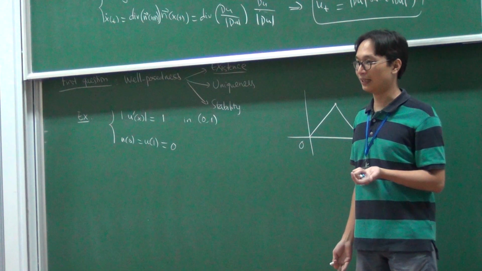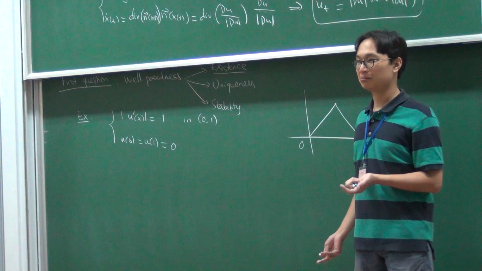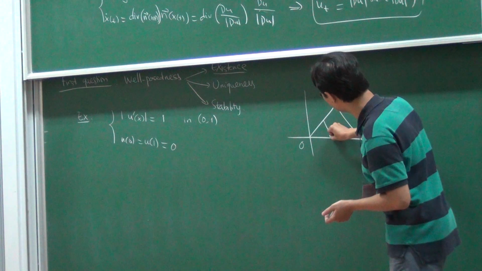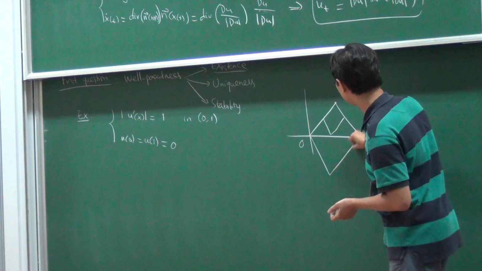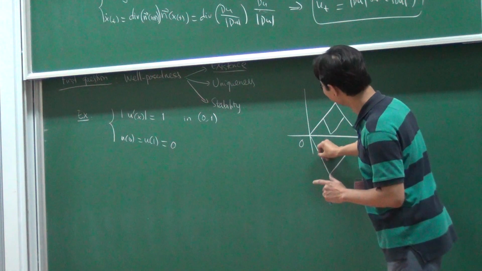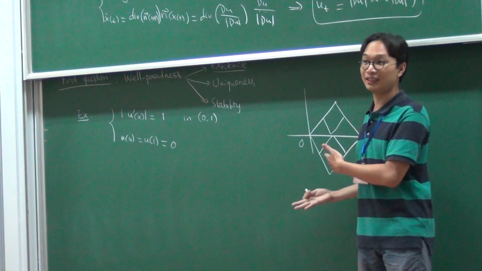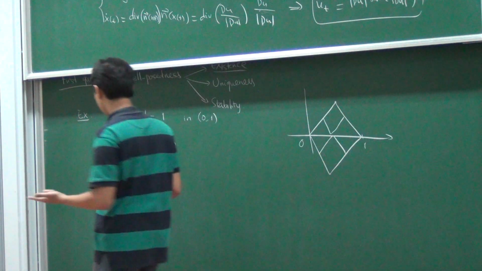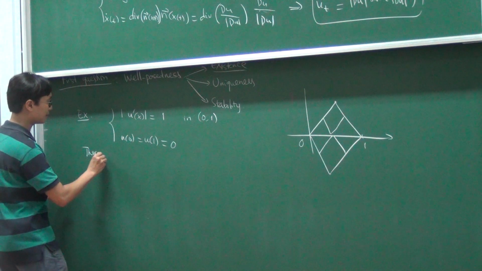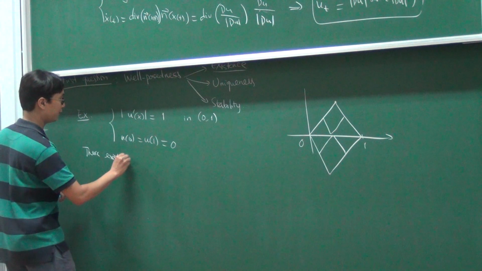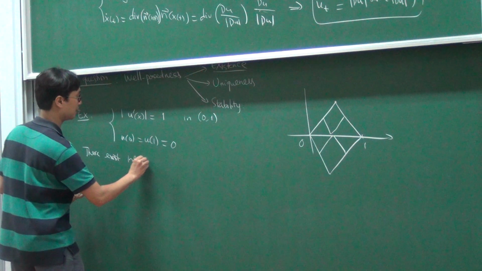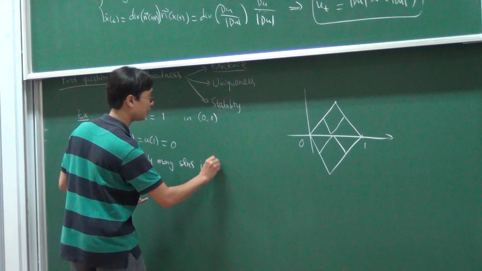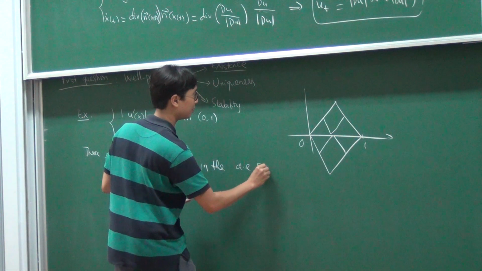Can you give me any other solution? Yeah, anything is fine, right? Just very good. For example, this is also a solution. Going down is a solution in some sense. I have to be careful. You can design infinitely many solutions in the almost everywhere sense. So there exist infinitely many solutions in the almost everywhere sense.